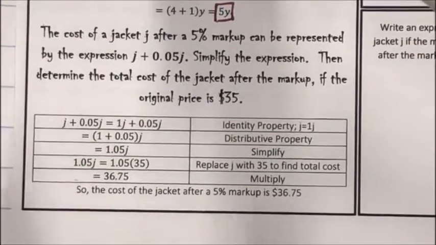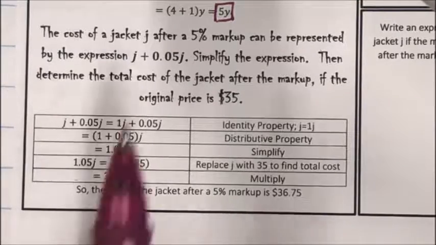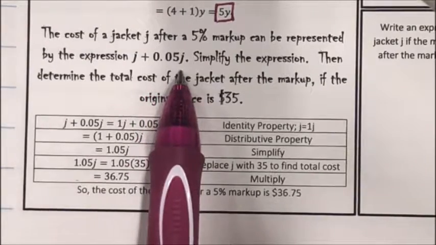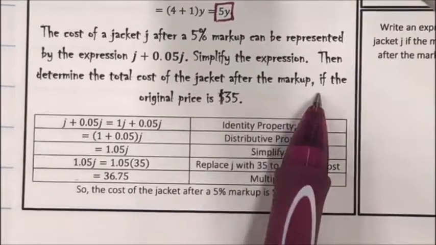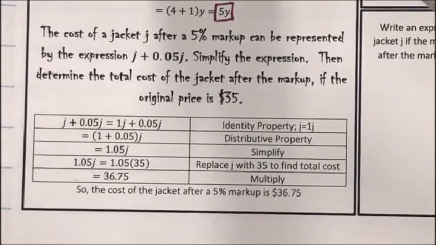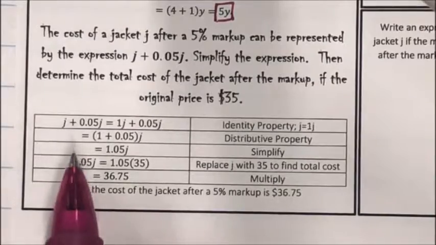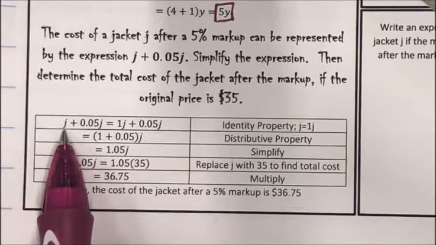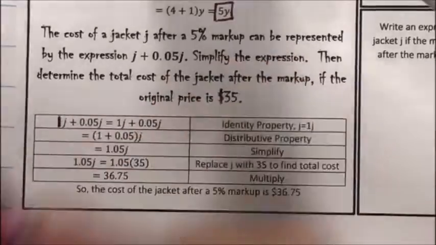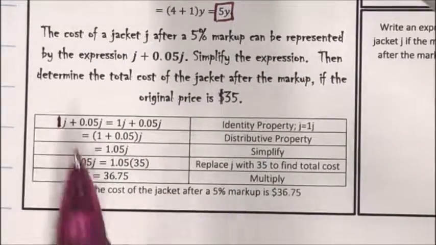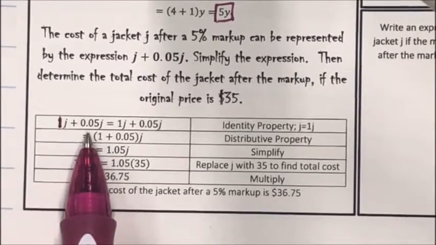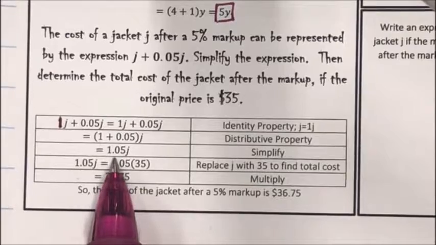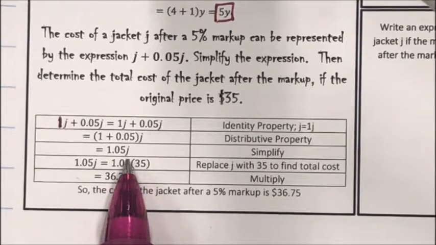My third example says the cost of a jacket J after a 5% markup can be represented by the expression J plus 0.05J. Simplify the expression. Then determine the total cost of the jacket after the markup if the original price is $35. So the first thing I want to do is recognize that there's a 1 in front of this J. So I can add these together because they're like terms. 1 plus 0.05 gives me 1.05, and then the J tags along.